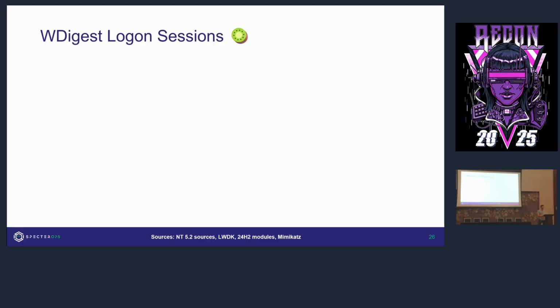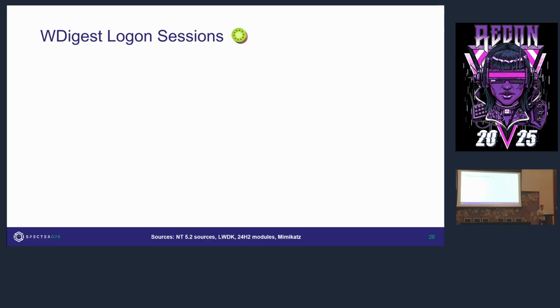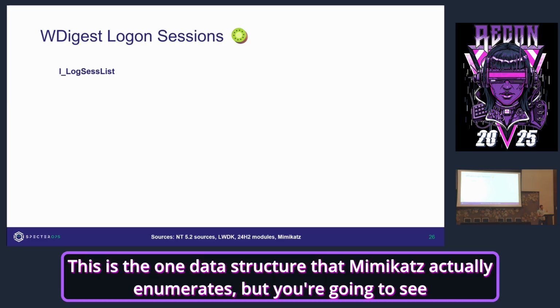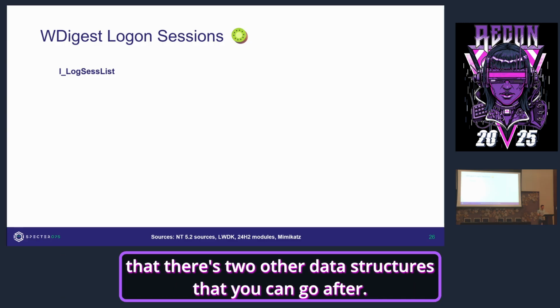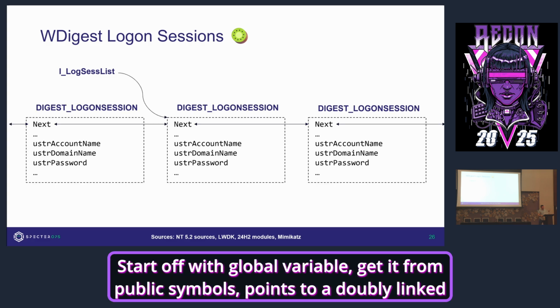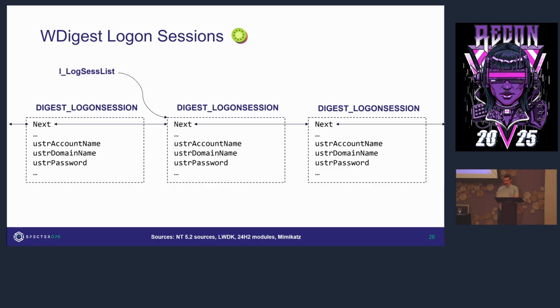Cool. Now, I know everyone here has probably heard of WDigest. It's the thing that popularized getting plain text creds from LSASS. This is the one data structure that Mimikatz actually enumerates, but you're going to see that there's like 2 other data structures that you can go after. So start off with a global variable, get it from public symbols, points to a doubly linked list, and it has your username, domain name, plain text password.